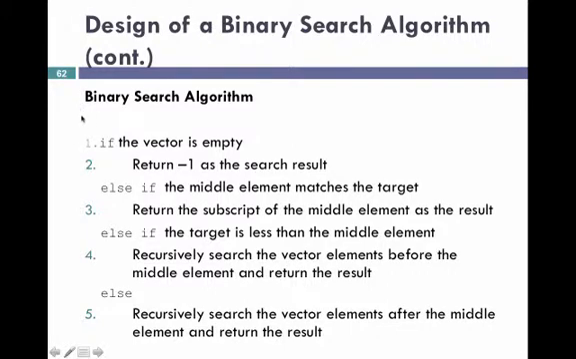Here's some pseudocode for the binary search algorithm. We have our base cases where the vector is empty or the middle element matches the target. So we return the subscript of the middle element in that case. Otherwise, we will either recursively search the vector before the middle element if the target is less than the middle element, or we'll recursively search the vector after the middle element and return that result if the target is greater than the middle element. So we have a choice here. We'll make one of these recursive calls, and we'll effectively be eliminating half of the vector space when we do that.